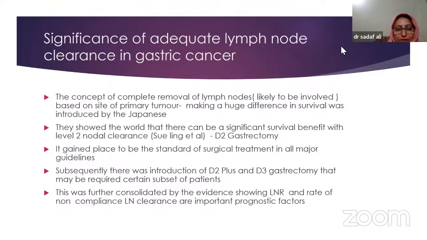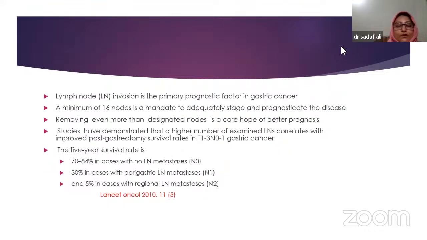This is not standard, but this was further consolidated with a lot of literature and evidence showing that the lymph node ratio and the rate of non-compliant lymph node clearance are very important prognostic factors. So more than cure, it actually hovers around prognostication of the disease. Lymph node invasion is the primary prognostic factor of gastric cancer. A minimum of 16 lymph nodes is mandated to stage and prognosticate the disease. Removing even more than the designated number is all the more welcome. There is a lot of study on this, and it is a core hope for better prognosis.